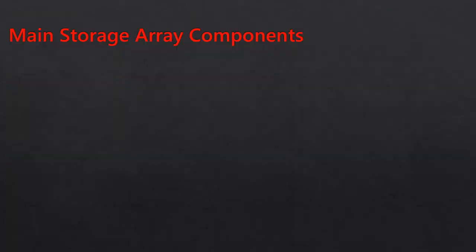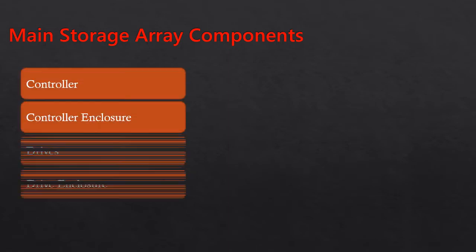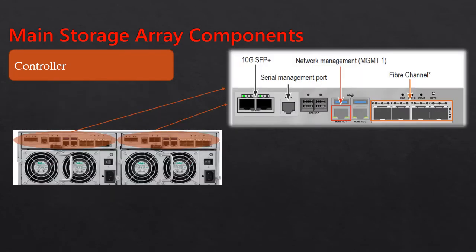Let's look at the physical components of a storage array. The typical components of a storage array are controller, enclosure, drives, and drive enclosure. A controller is a printed circuit board that contains a processor, memory modules, and firmware. It is often called a head or storage processor or a node.